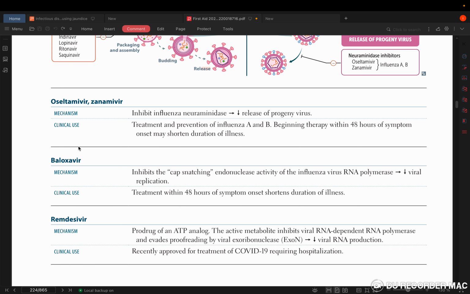So if we speak about this baloxavir, it inhibits the endonuclease activity of the influenza virus RNA polymerase. So if the RNA polymerase is not working, it will decrease the viral replication. No viral replication means no what? No making of more nucleic acid. No making of more nucleic acid, no making of virus. No making of virus, we got rid of it much more quickly. So treatment within 48 hours of the onset, and it shortens the duration of the illness, exactly as oseltamivir and zanamivir.